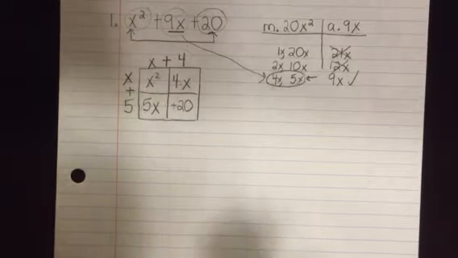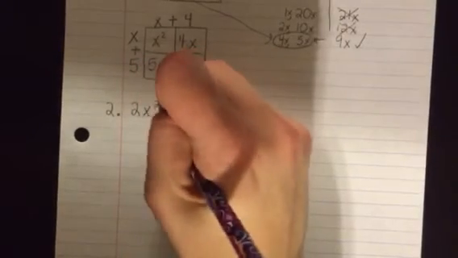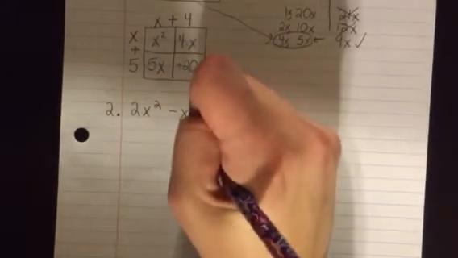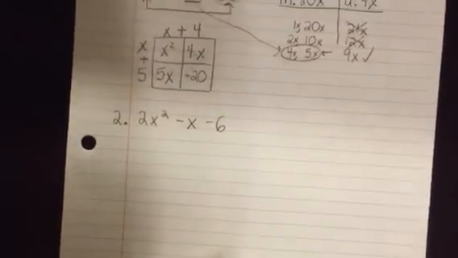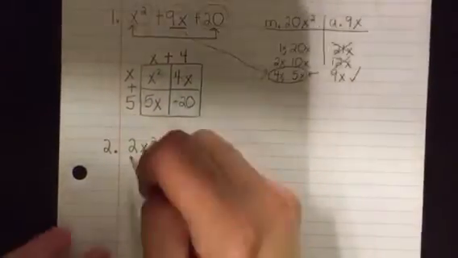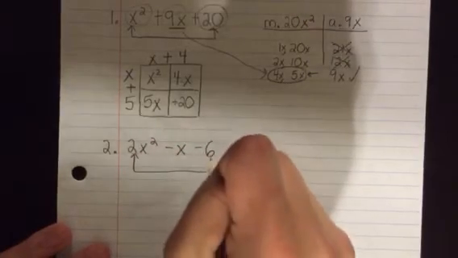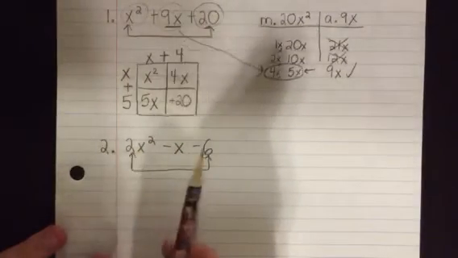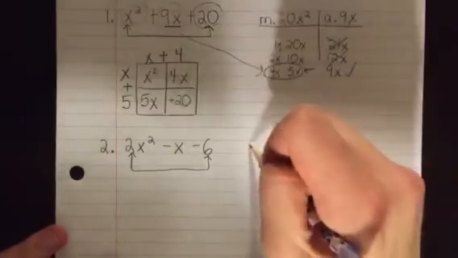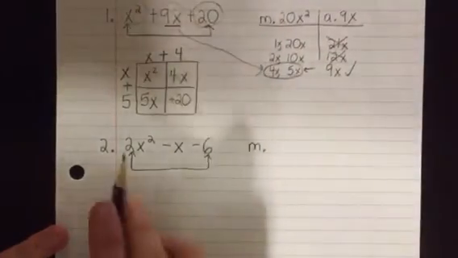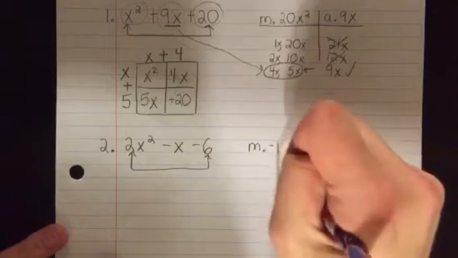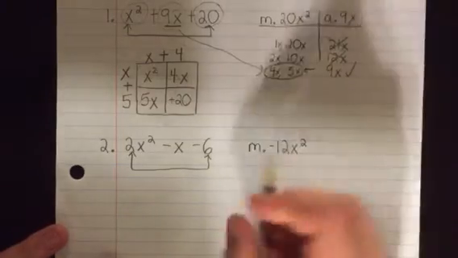So let's try one a little bit more difficult. Number 2. I've got 2x squared minus x minus 6. My first step, I'll remind you, is to multiply my first and last term. So 2x squared times negative 6. On my multiply chart, that would be negative 12x squared.